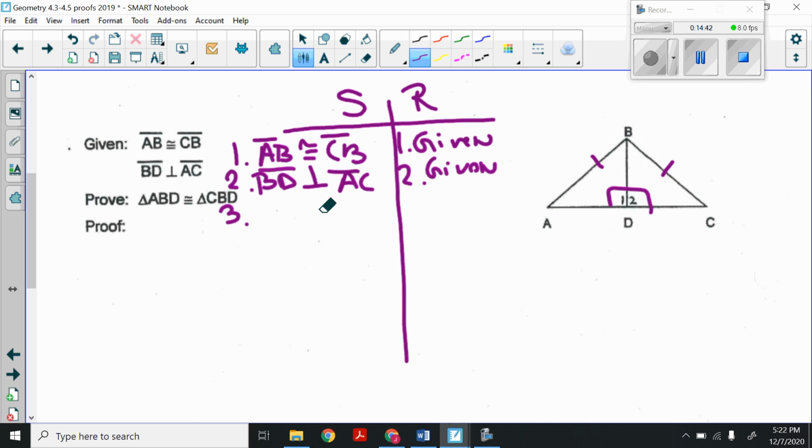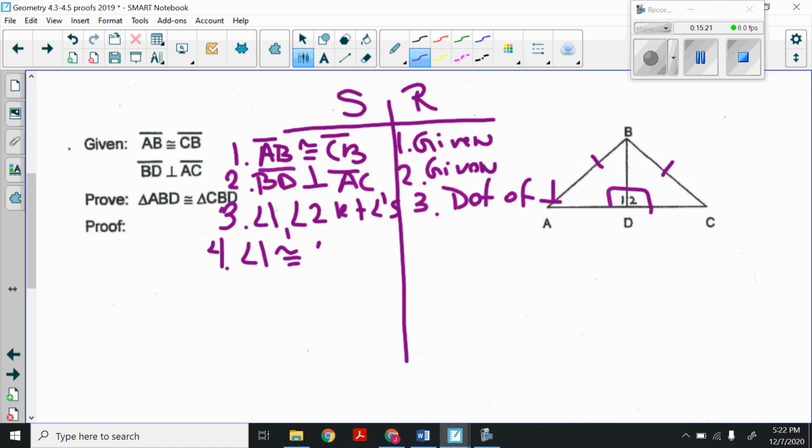I need to now put that as my statement. They mark those 1 and 2 so that I don't have to name it angle ADB. So I can say angle 1 and angle 2 right angles. The reason I know that, definition of perpendicular. Okay. So I haven't said anything that they're congruent to each other, right? And remember that we need three things congruent to each other. Do I know that two right angles are congruent to each other? Absolutely, I do. So my next statement is going to be angle 1 is congruent to angle 2.